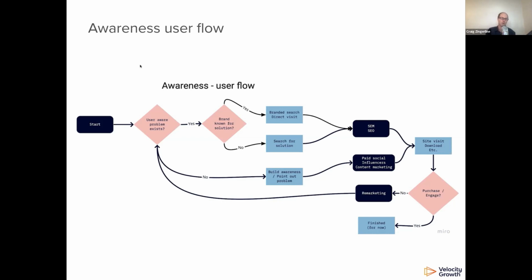So if a user is aware that they've got a problem and they're going to go seek a solution to that problem, then the main channels you'll probably want to focus on as a company, at least getting started, are search engine marketing and SEO. Why? Because those are both high intent, and the user has raised their hand. They said, look, I'm looking for a solution to this problem.